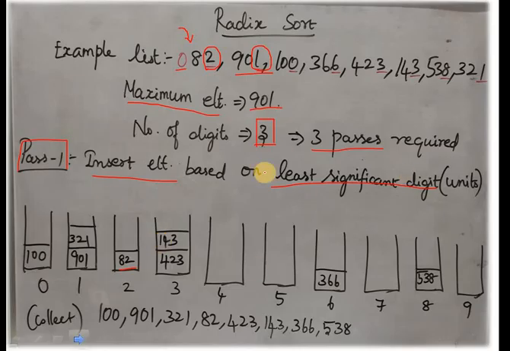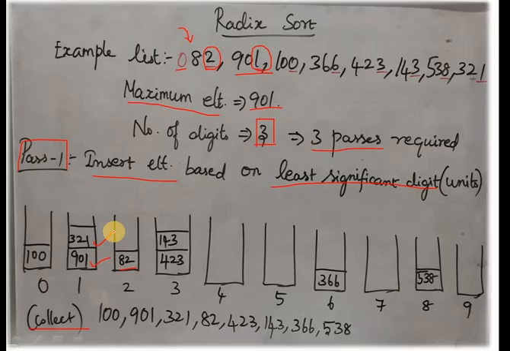Okay, right. So after inserting all the elements in the list into their respective buckets or respective queues, you have to collect all the elements in order from q0 to q9. In q0 we are having 100. In q1 you are having 2 elements. You have to collect in the order you have inserted. In which order we have inserted? First we have inserted 901, then we have inserted 321.